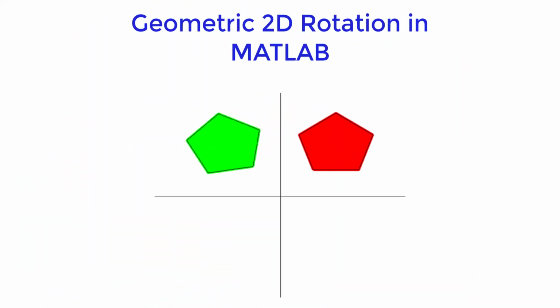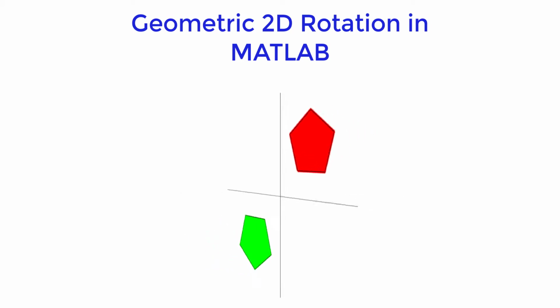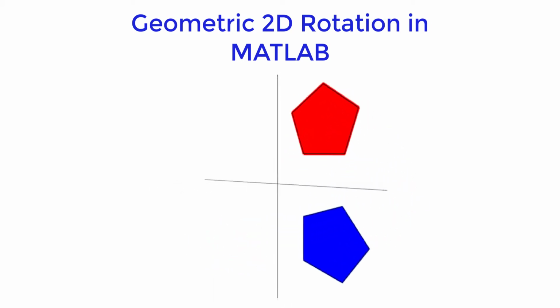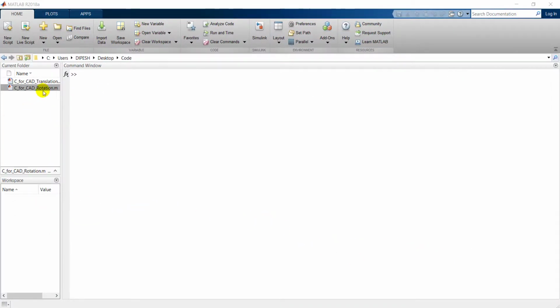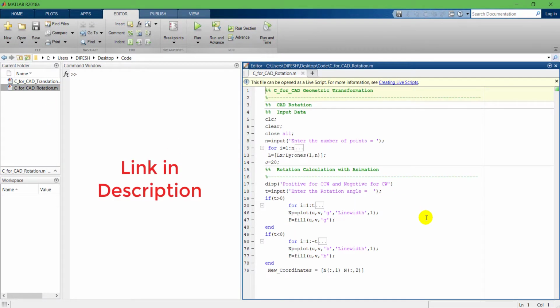In this video, we will see the MATLAB code for geometric 2D rotation with animation. So here I have created this script file. You can download this script file from the link available in description. Here the script file contains two sections. The first section is for input the data points. Second section is rotation calculation with animation.